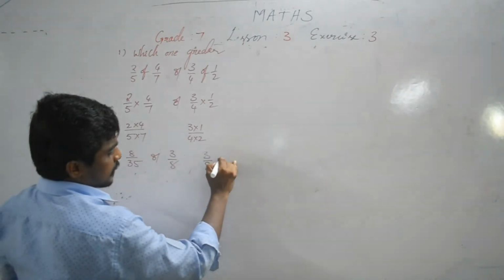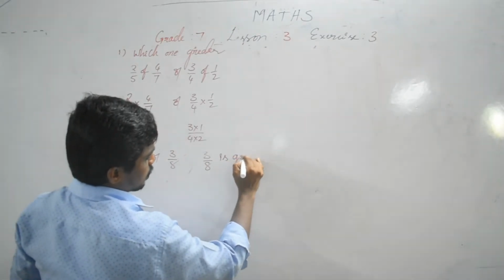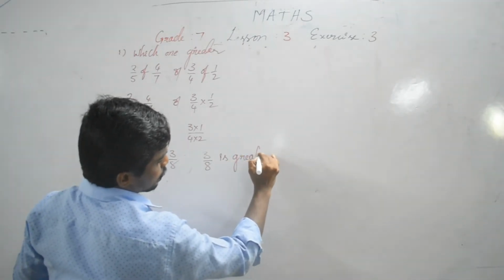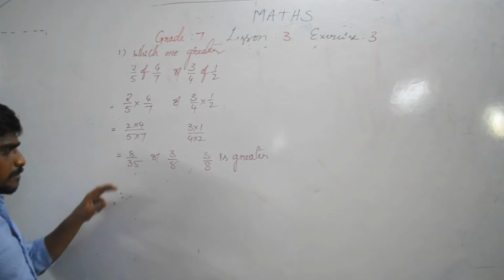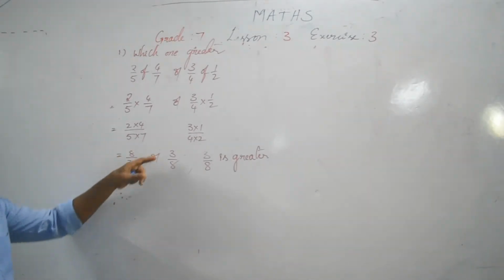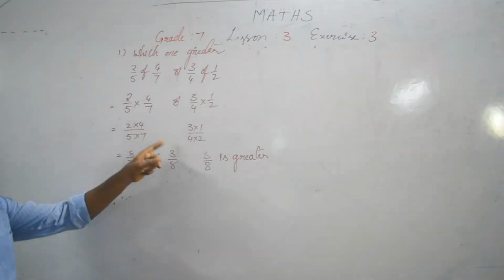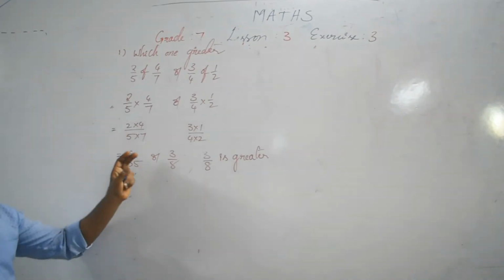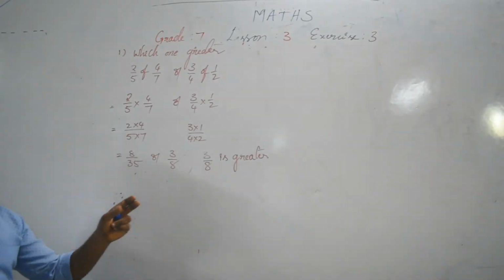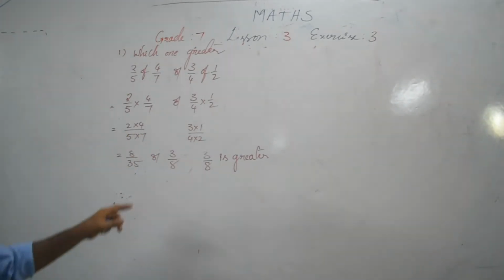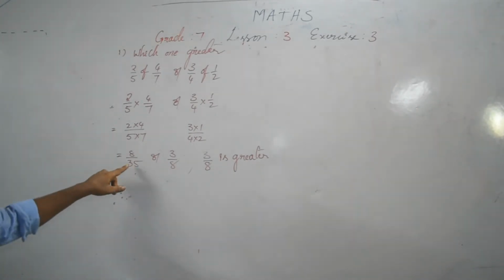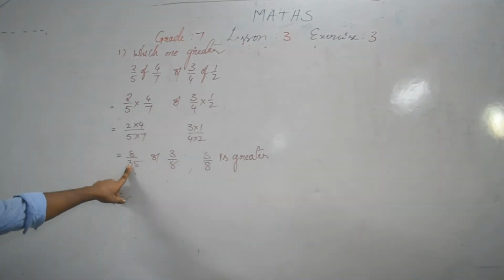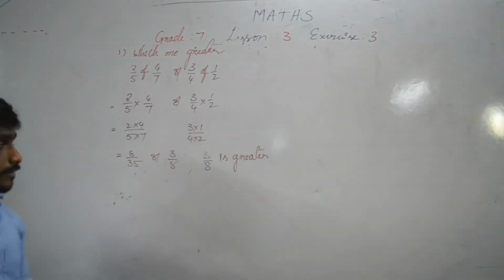So 3 by 8 is the greater fraction. Greater means you cannot just see the numbers. Just multiply both numbers crosswise. Which one is big? That is the bigger fraction. So here 35 is given, so 35 is the larger one. Don't think like that.